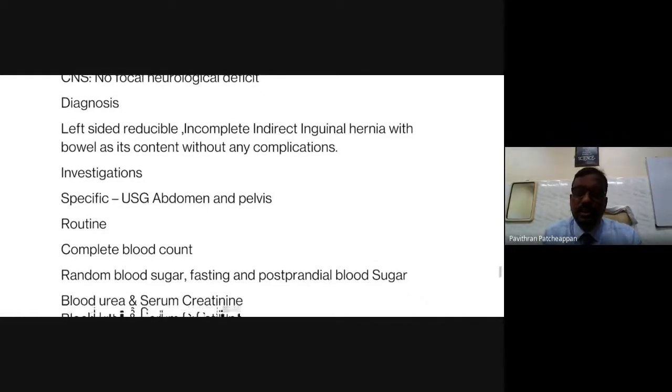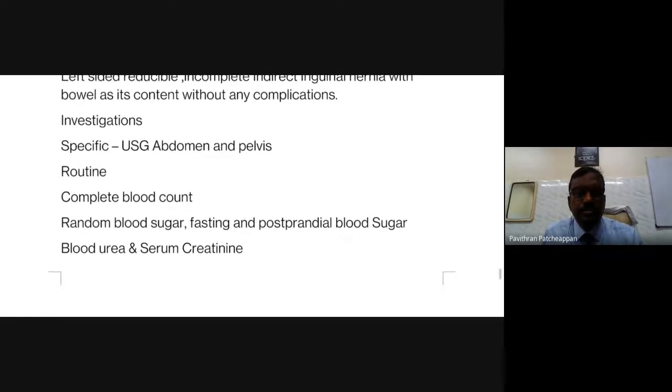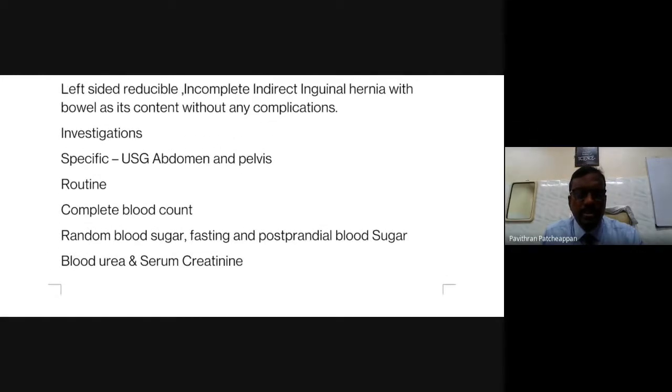What will you do for the patient? First we'll do routine investigations like complete blood count, random blood sugar. Specific investigations include USG abdomen and pelvis, sir. Do you need any investigation to confirm the hernia? No, sir. To rule out other causes, we are using USG. At this stage, you should understand that hernia is by and large a clinical diagnosis. No investigations are needed to confirm the hernia, but you will do some investigations to see the etiological influences which can cause herniation.